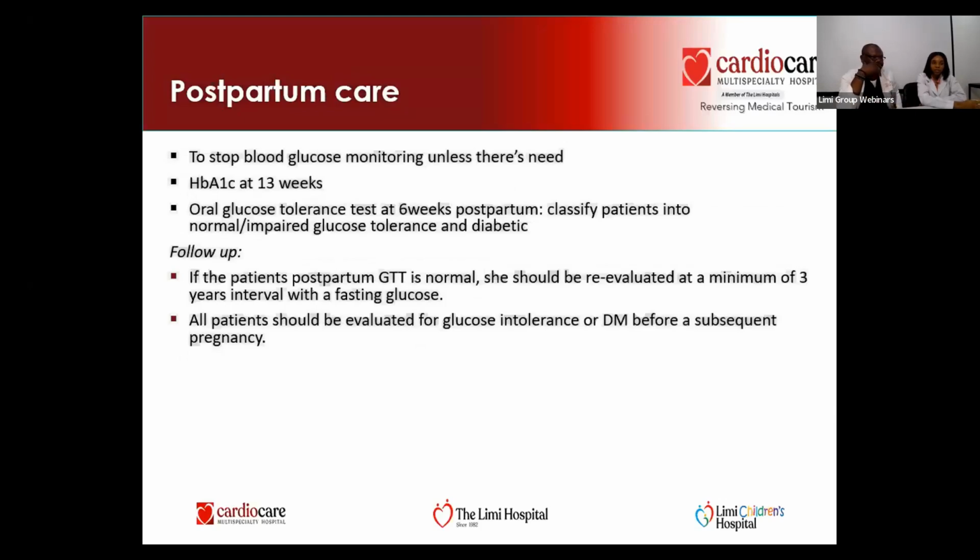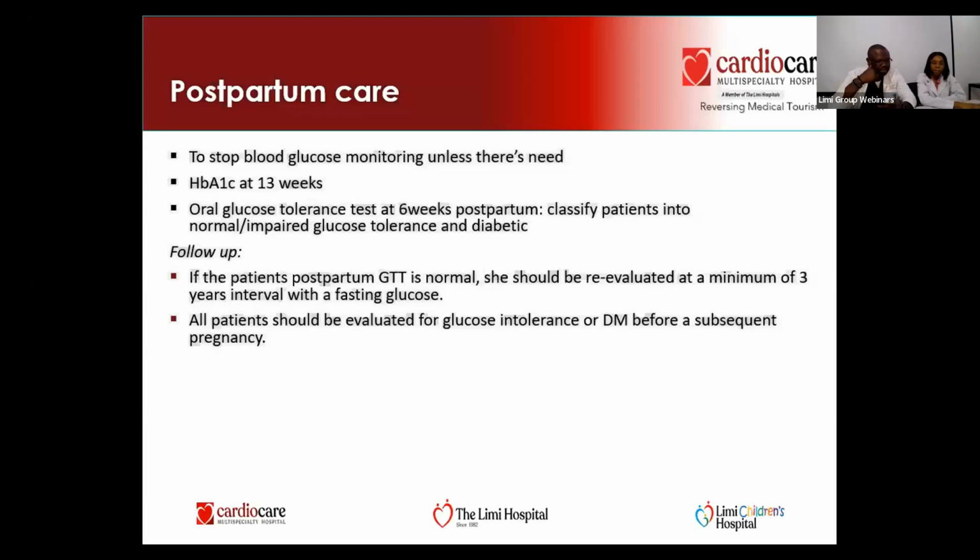Still on the postpartum care, stop the blood glucose monitoring unless there is need. Check the HbA1c at 13 weeks, then do an oral glucose tolerance test at 6 weeks postpartum. This will help you classify patients into normal or impaired glucose tolerance and those who are diabetic. On follow-up, if the patient's postpartum glucose tolerance is normal, she should be re-evaluated at a minimum of 3 years interval with a fasting glucose. All patients should be evaluated for glucose intolerance or DM before a subsequent pregnancy.